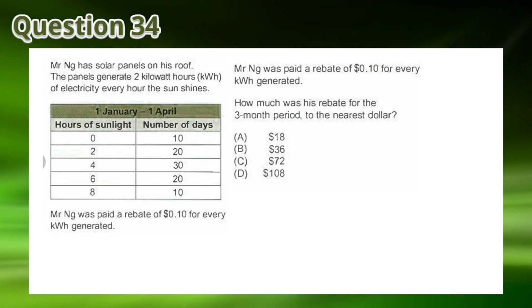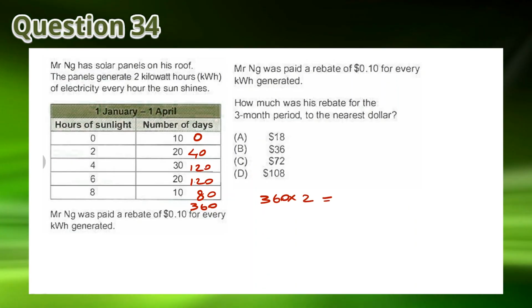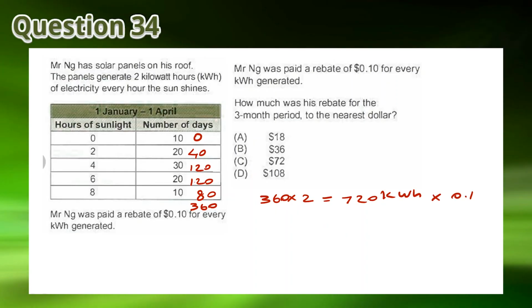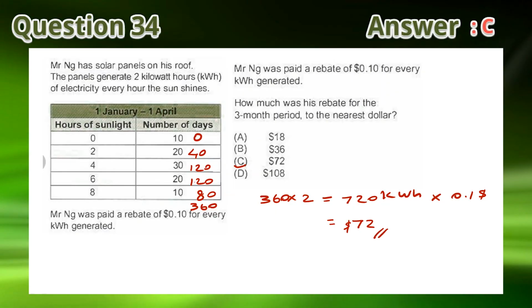To find the total amount of sunlight generated, we have to multiply the hours of sunlight by the number of days. And then, if we add them up, we get 360 hours of sunlight. Since each panel generates 2 kilowatts per hour, there will be a total of 720 kilowatts. However, we need to multiply this by $0.1, which gives us $72. So the answer is C.